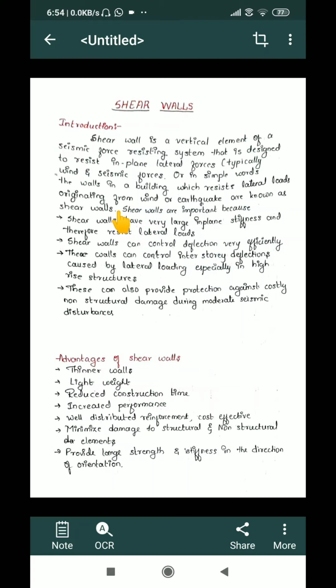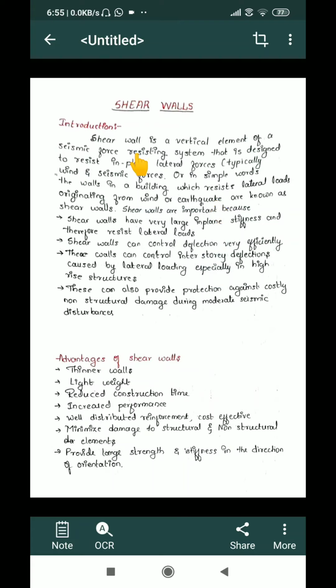So let us start with the definition of a shear wall. A shear wall is a vertical element of seismic force resisting system that is designed to resist in plane lateral forces, typically wind and seismic forces. Or in simple words, I can also define shear wall as a wall in a building which resists a lateral loading originating from a wind or an earthquake.